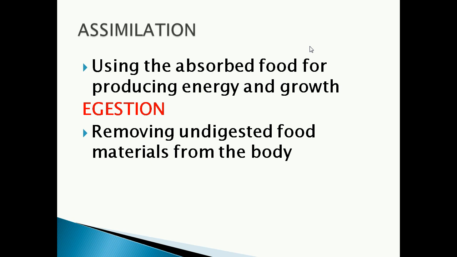Now ejection. It is the process of removing undigested food material from the body. Some food will be digested by the body and utilized by the organism, and the remaining undigested food will be removed by the process called ejection. Understood, children? So these are the five steps which take place during holozoic nutrition.